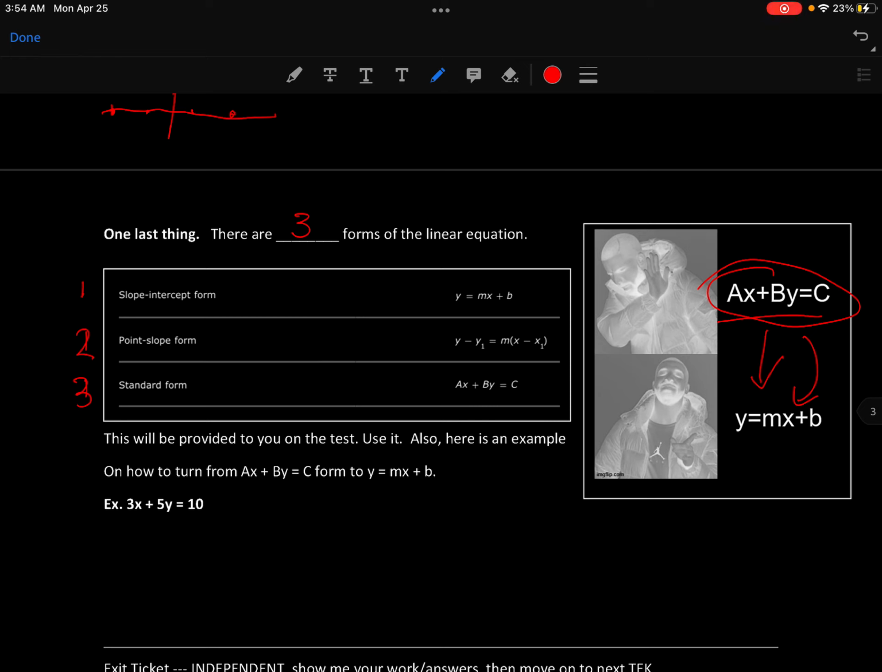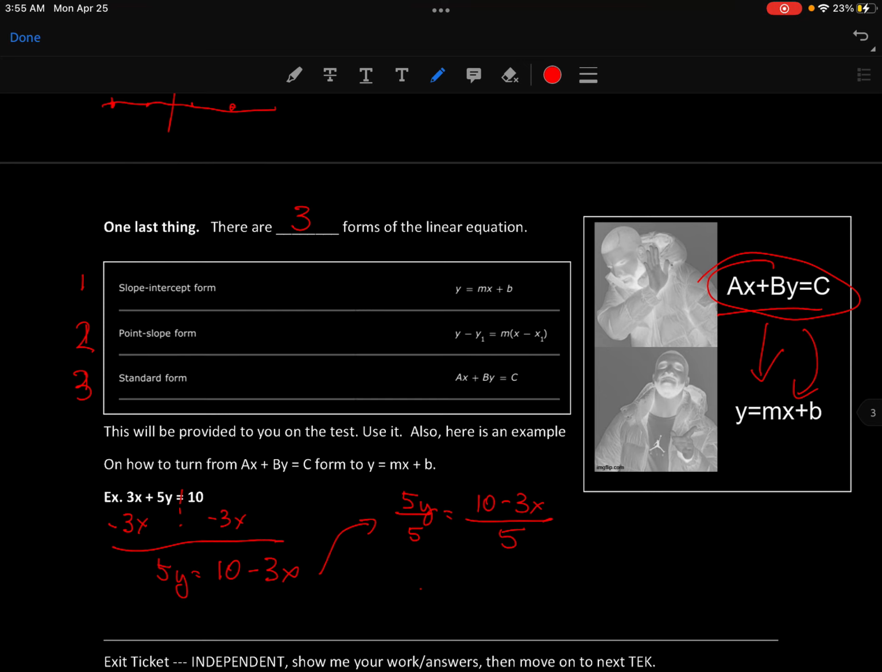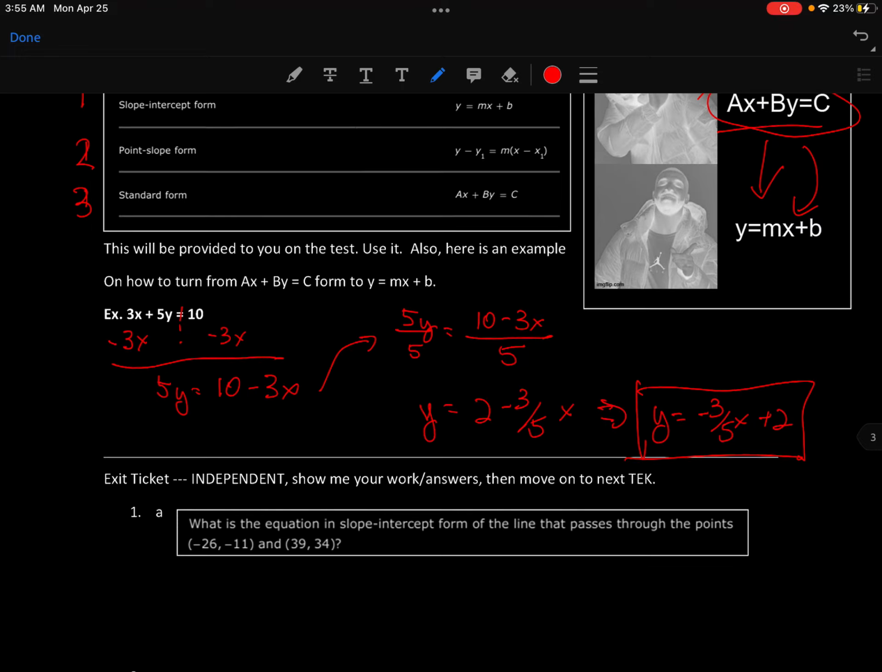Step number 1, subtract 3x from both sides. We have 5y is equal to 10 minus 3x. Now divide both sides by 5, so we get 5y divided by 5 is equal to 10 minus 3x divided by 5, and we're left with y is equal to 2 minus 3/5 x, which turns into y is equal to -3/5 x plus 2. And we are done. Alright, that's the end of the lesson.